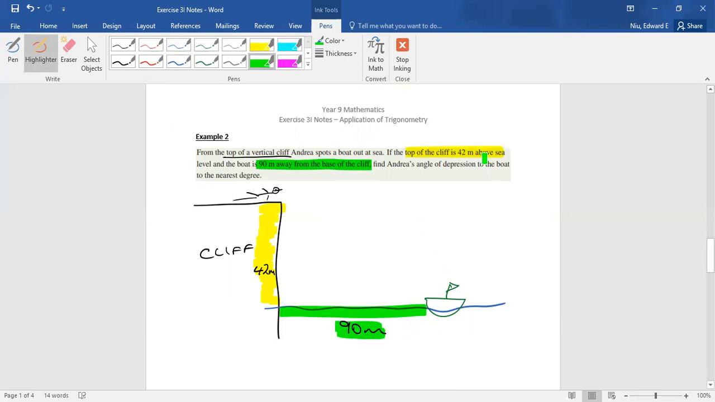Find Andrea's angle of depression to the boat to the nearest degree. All right, so we're looking for the angle of depression. When we're looking for the angle of depression, we've got to imagine this cliff face extends out. Andrea's looking down at the boat like so. It's this angle here that we're finding, but remember the angle of elevation and the angle of depression are the same thing. So if we find the angle of elevation here, we'll find the angle of depression. So in other words, find the angle of elevation instead.